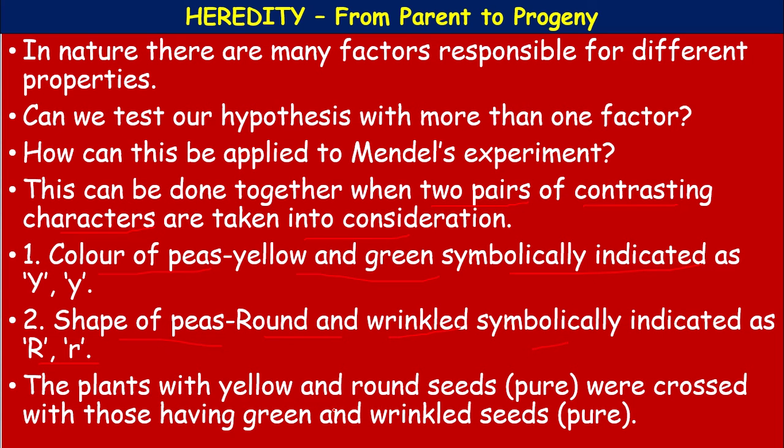The plants with yellow and round seeds, pure, that is capital Y and capital R, were crossed with those having green and wrinkled seeds, pure, that is small y, small r. Means we are applying Mendel's experiment by taking two pairs of contrasting characters. This is not newly done, it was already done by Mendel.